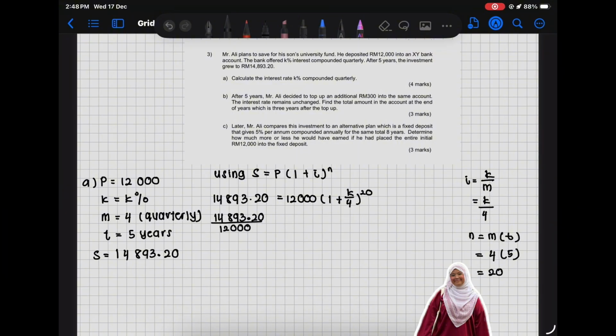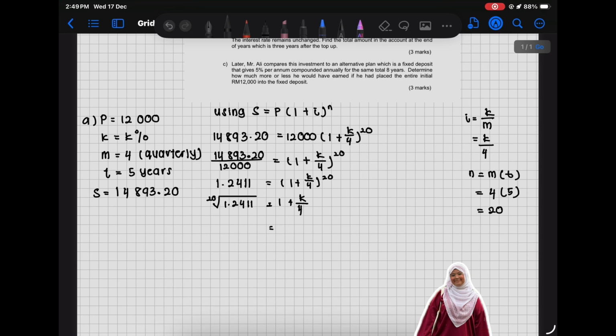14,893.20 over 12,000 equals (1 plus K over 4) to the power of 20. 1.2411 equals (1 plus K over 4) to the power of 20. The power of 20, we move to the left and it will be the 20th root of 1.2411 equals 1 plus K over 4. The 20th root of 1.2411 is 1.0109 equals 1 plus K over 4.